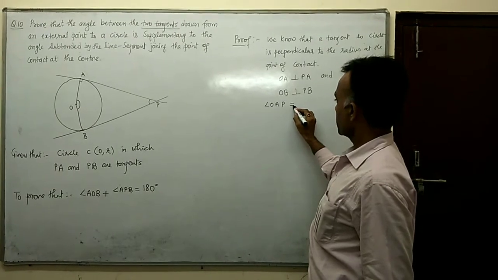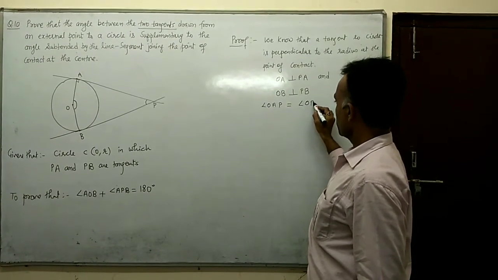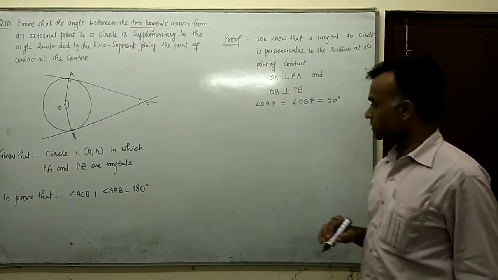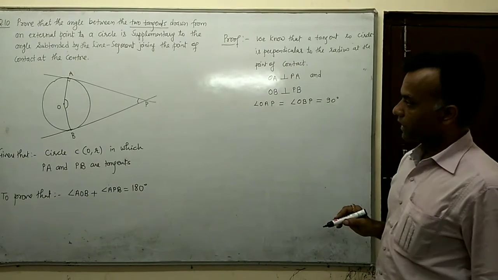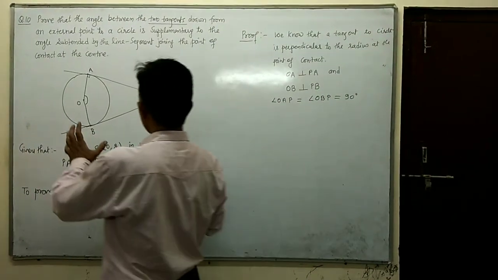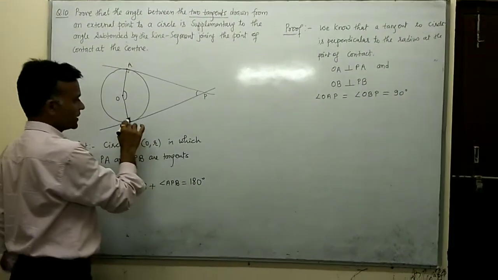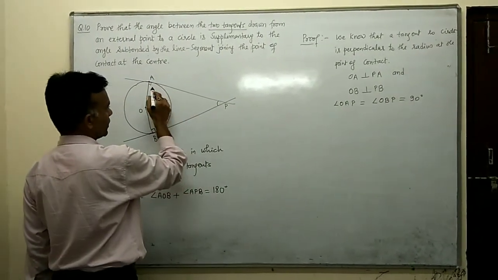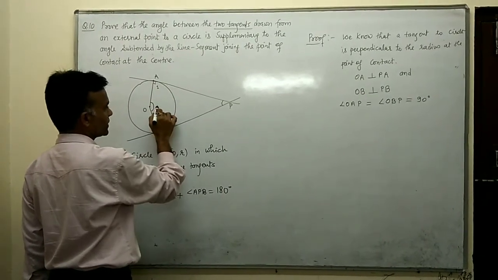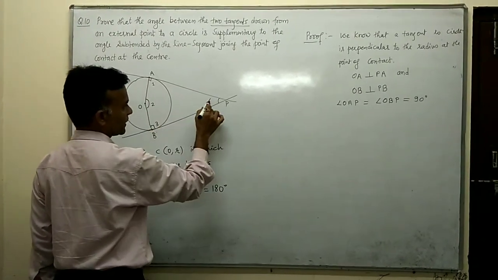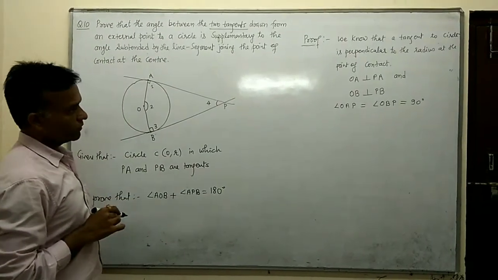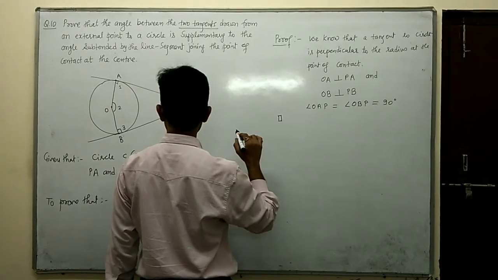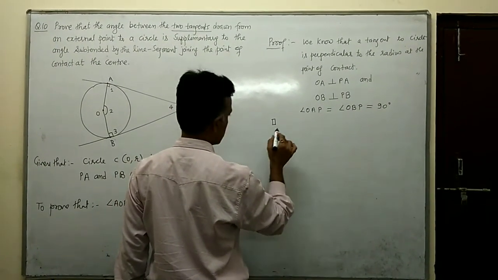Okay, so angle OAP equals angle OBP, both are 90 degrees, because they are perpendicular. And now here, from the four angles, this angle is 90 degrees. So 1, 2, 3 and 4. Okay, so you denote angle 1, angle 2, angle 3 and angle 4. So four angles are formed here. So now you consider the quadrilateral APB.